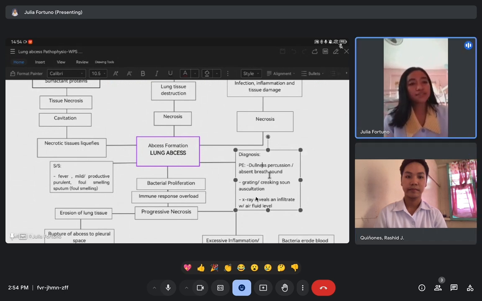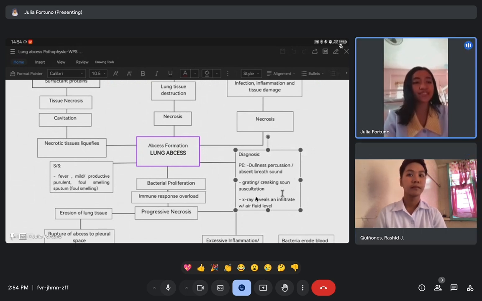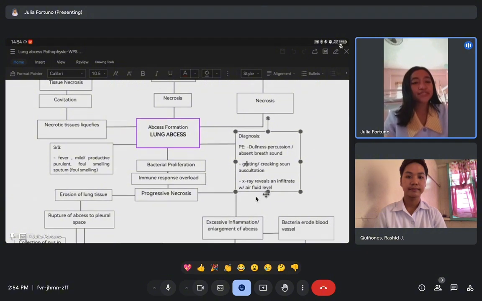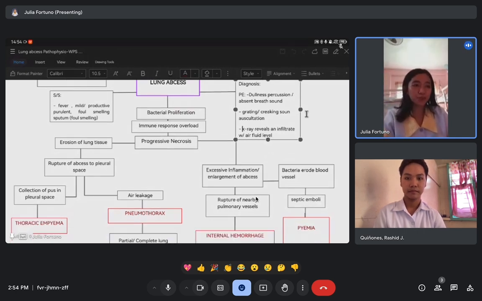The lung tissue is filled by necrotic tissues. Also, there is a grating or creaking sound during auscultation. And in an X-ray, it reveals infiltration with an air fluid level. It presents like a hollow part filled by necrotic tissues, like air on top and water at the bottom, or like fluid.